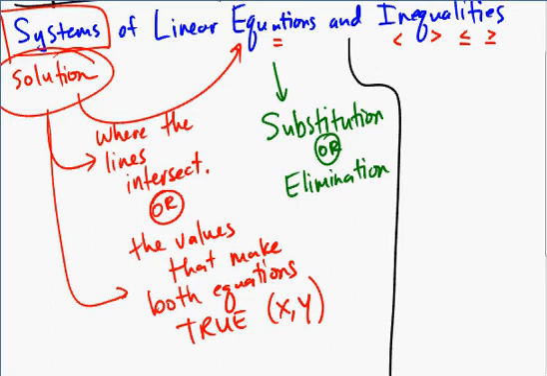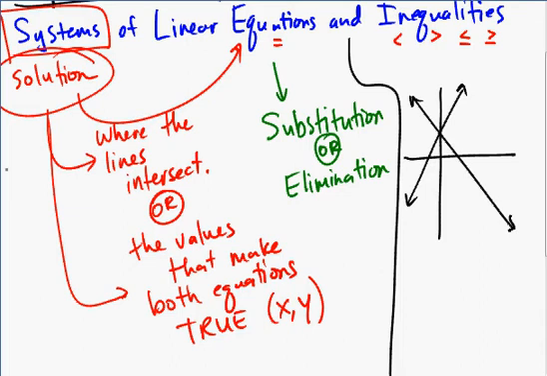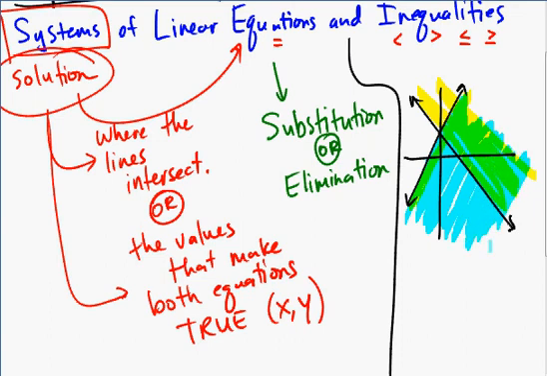Inequalities are slightly different. A system of inequalities is solved generally by graphing. The solution is the region that makes both inequalities true, or the region that's shaded by both, overlapped shading. For example, if this one is shaded up here and this one is shaded down here, the solution to this system is colored green. It's just this. Okay? So here we go. Ready for some examples?